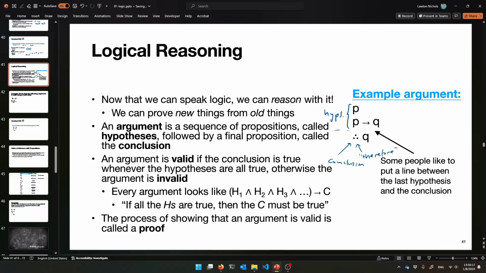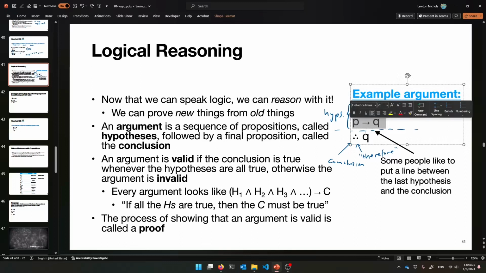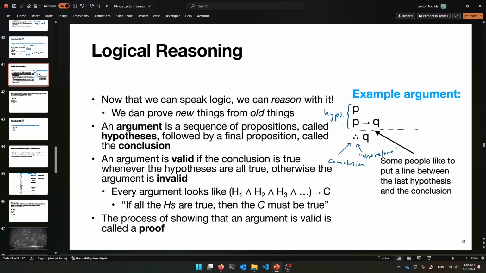And then some people like to draw a line between the hypotheses and the conclusion just to show that's what we're claiming here. So it's assume P is true, assume P implies Q is true, then we're claiming that based on those hypotheses, Q must also be true. Okay, that's the idea. So that is our argument, and that's the kind of thing we're going to be able to prove. This is a true argument. This is correct. It's a valid argument, we say.